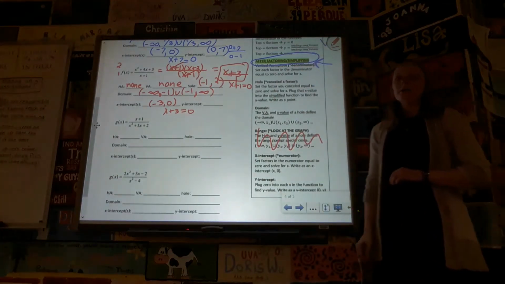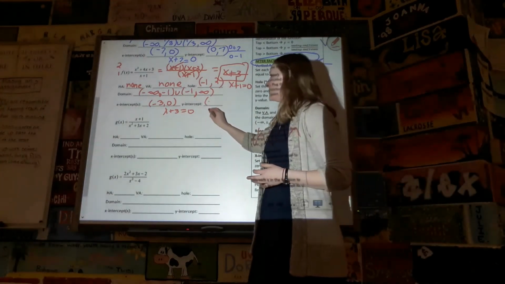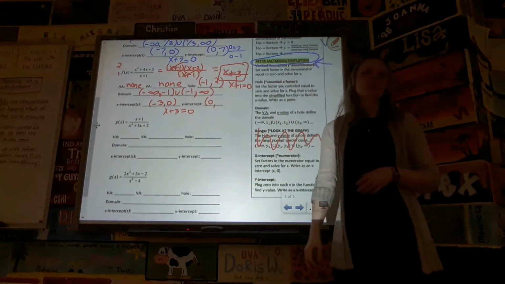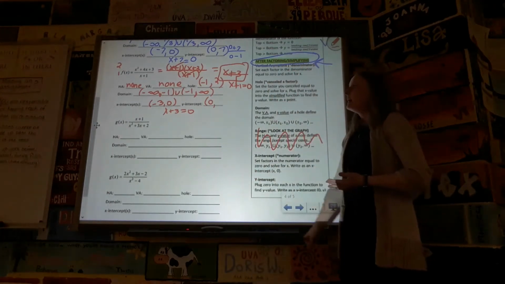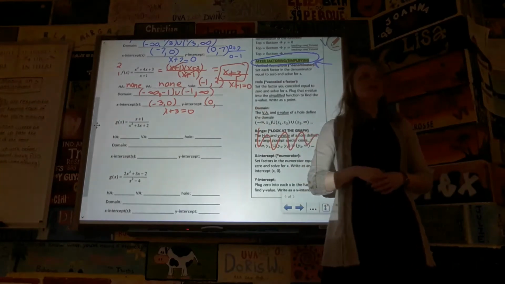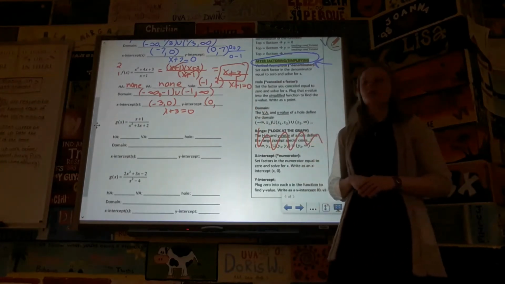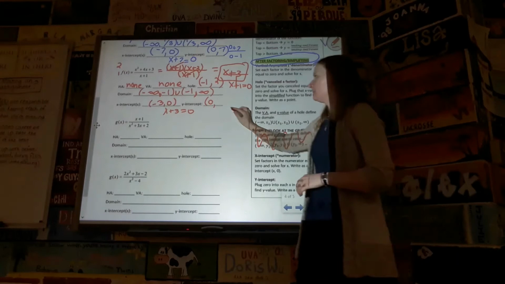And then the y-intercept comes by taking an x value of 0. That's the definition of a y-intercept. The x value is 0, and you're going to plug that into your function. If I plug 0 in, what do I get? 3.